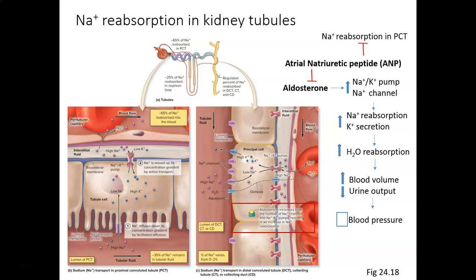Then let's look at how the sodium gets reabsorbed in the kidney. About 75% of the sodium is reabsorbed in the PCT. Remember, the PCT is where most of the substances, including electrolytes, are reabsorbed. They have a lot more microvilli on their membrane than the other parts of the tubules. And then about 25% is reabsorbed in the nephron loop.